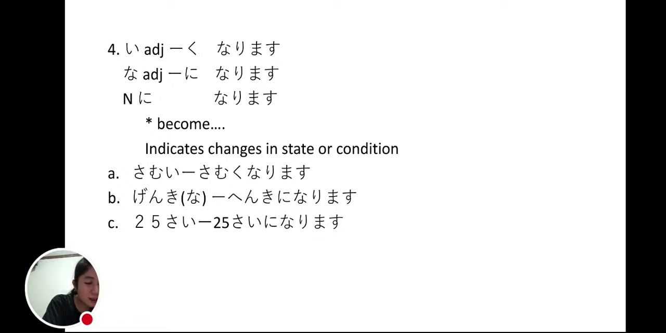誰がお金持ちになる。Okay, are we clear with that? So, let's go to our kanji lesson.